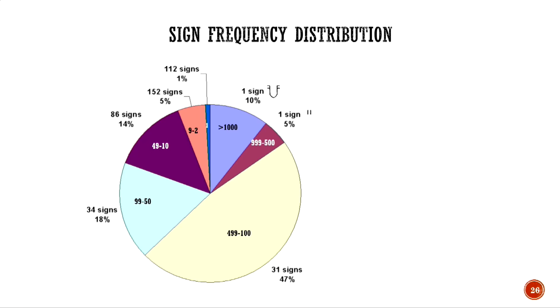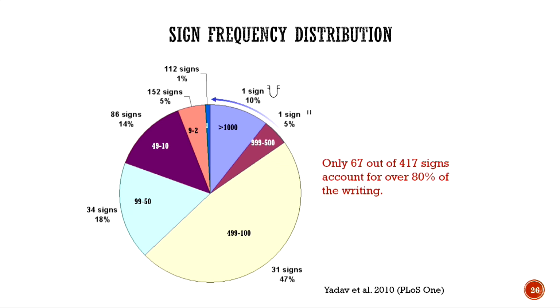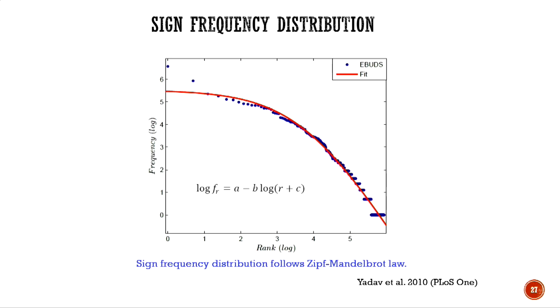So this is what the frequency distribution of the signs in the sign list of Mahadevan is like. You can see just 67 signs out of 417 signs account for about 80% of the writing. The most frequent sign is this jar-shaped sign, sign number 342, which is not only the most frequent, but it also occurs at the end position of the text, as a text ender. So we can easily fit the Zipf-Mandelbrot law to this sign frequency distribution.